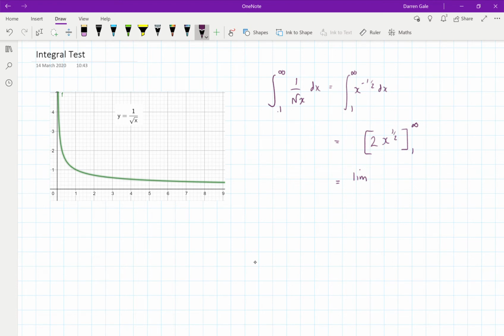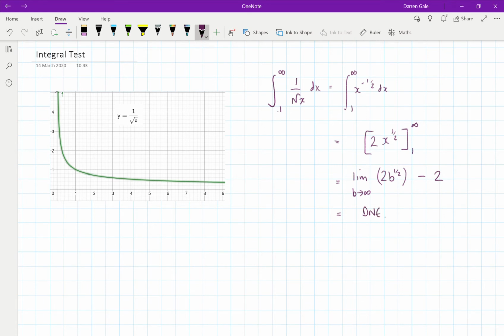So that's equal to, just getting the notation right, the limit as b goes to infinity of 2b to the half, minus the x to the 1 to the half, which is 1 times 2, so that's 2. But that's really unimportant, because as b goes to infinity, the square root of infinity is infinity as well, 2 times that, so the limit does not exist.